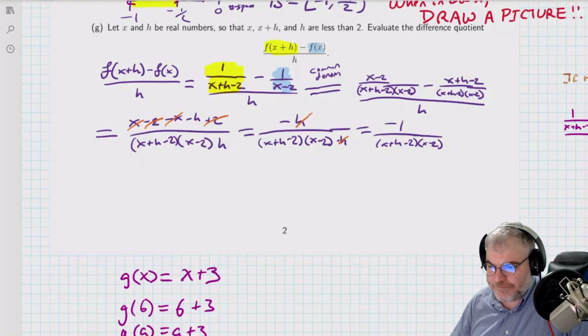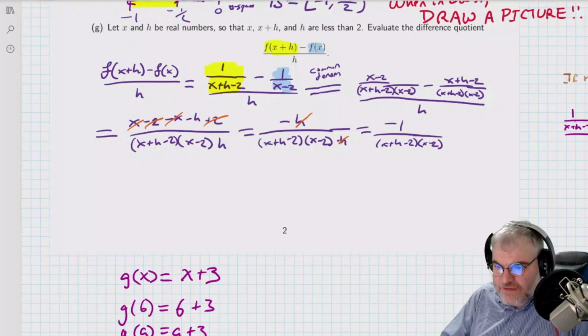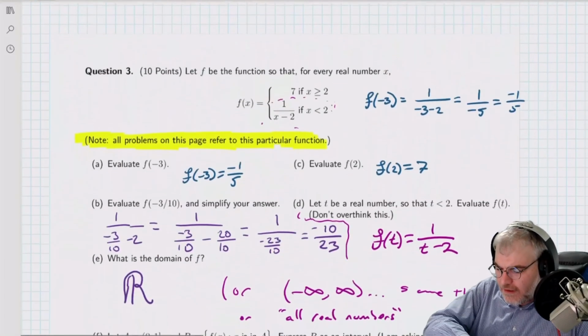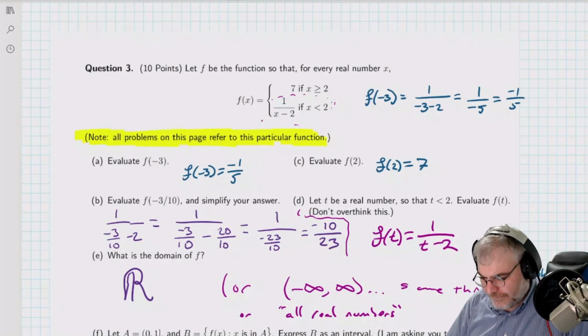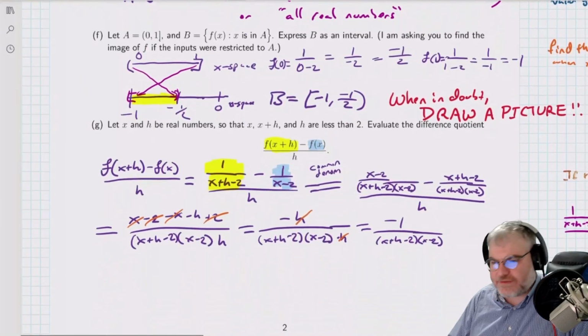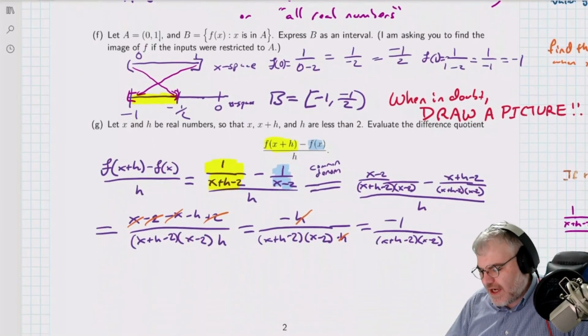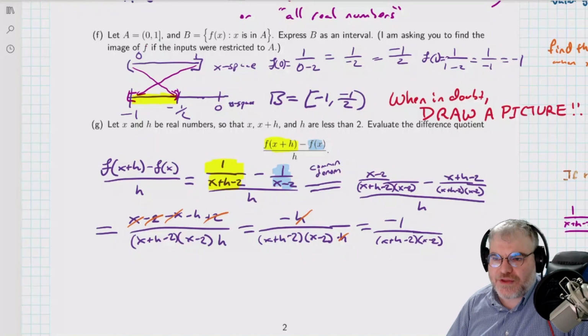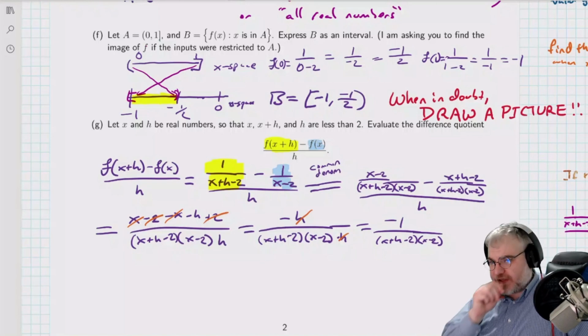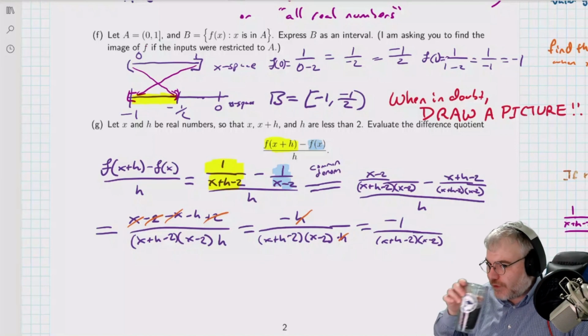Okay. So what's the formula f? You are given one. All problems on this page refer to this particular function. You can distribute if you want to. That's fine. The big evaluation that I wanted you to do is get rid of this h here. But you can, if you want to. This is the pattern for those precalc problems. So I was just sticking to what the precalc thing did.